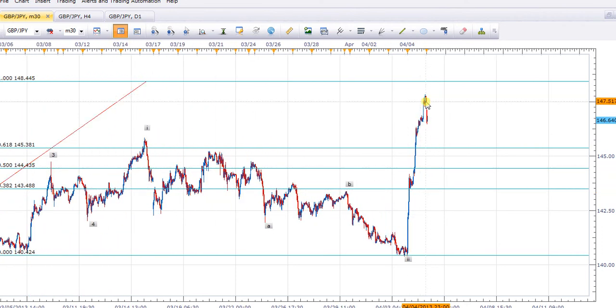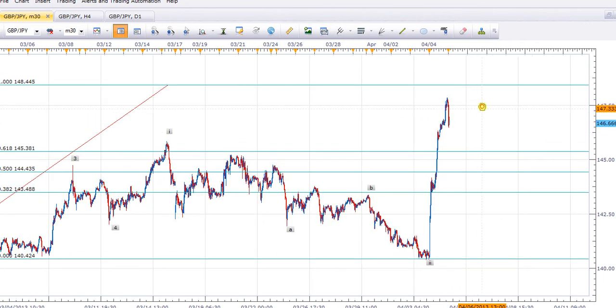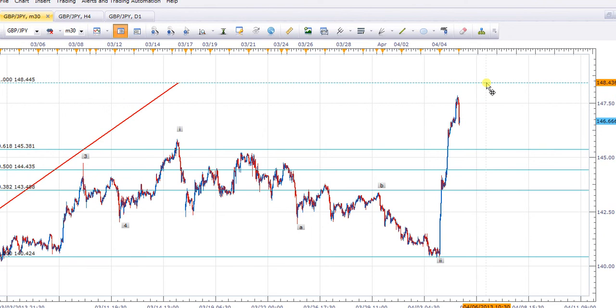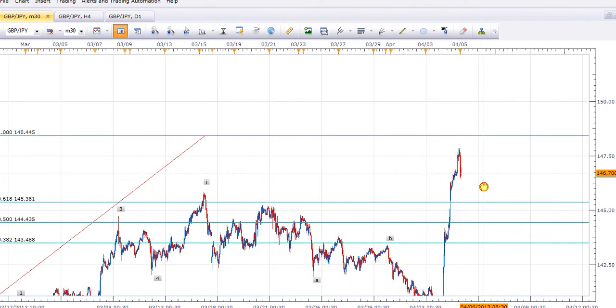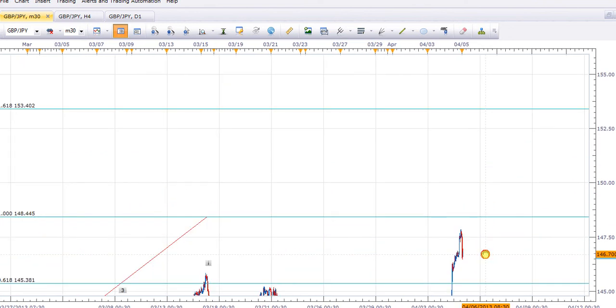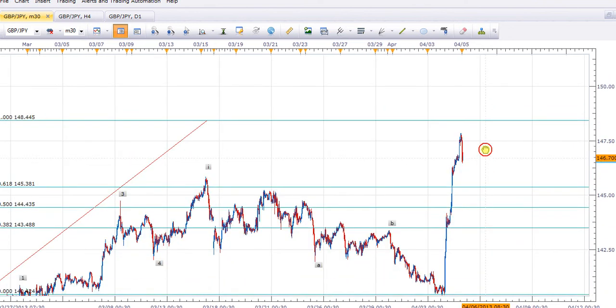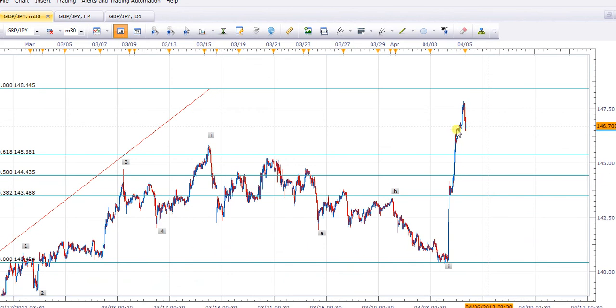So we should see somewhat of a sideways movement in this correction, and before it finishes off to at least 148, it could push a bit higher towards 152 as well, but we'll be monitoring to see.